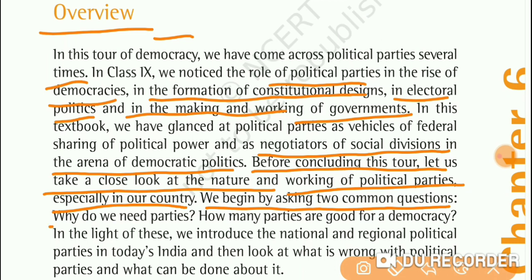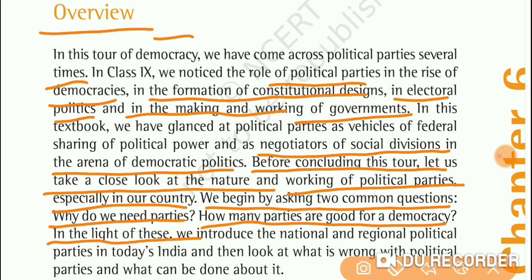And in this lesson, we begin by asking some common questions. That is, why do we need parties? Why do we need political parties? That can be discussed in this lesson. And how many parties are good for a democracy? When we discuss democracy, in a democratic country, how many parties must there be? How many parties are good for a democratic country? That can be discussed.